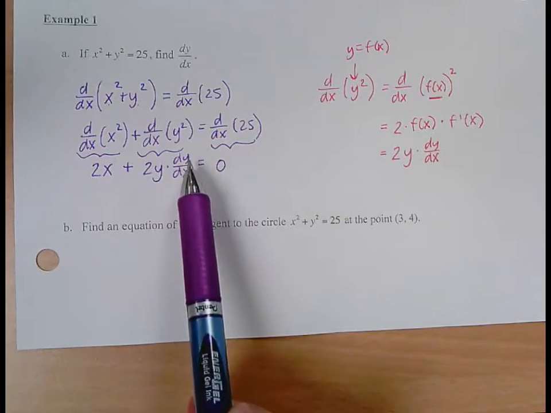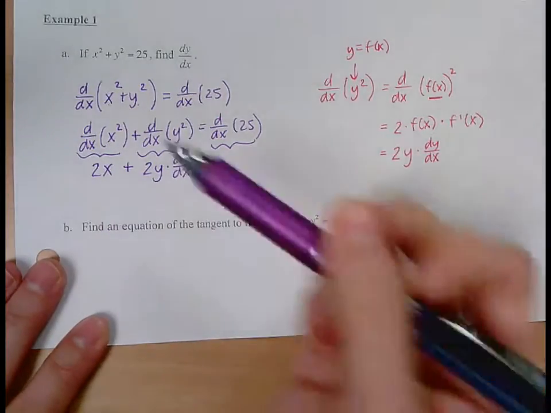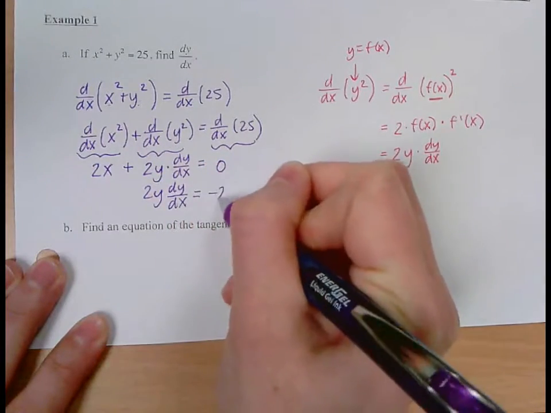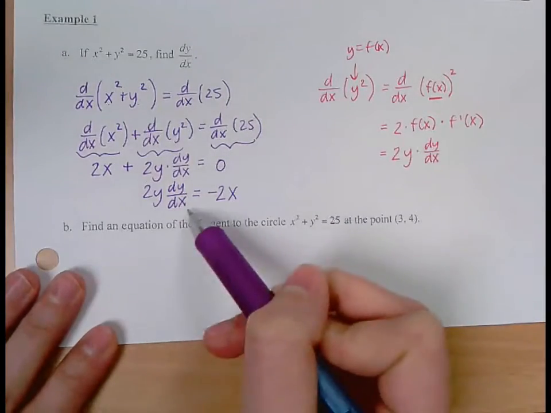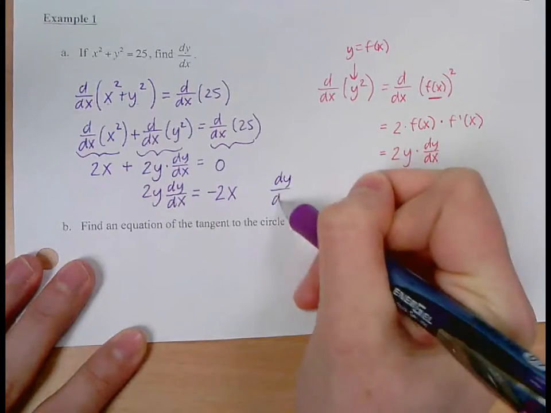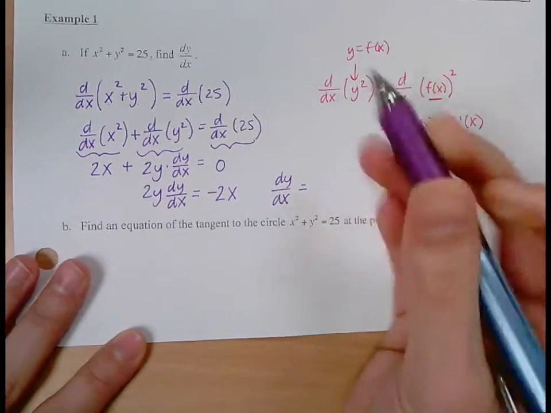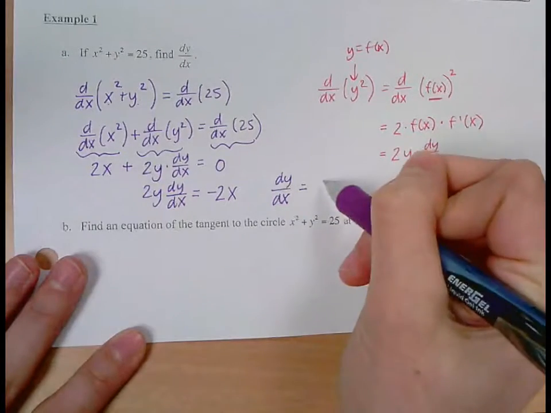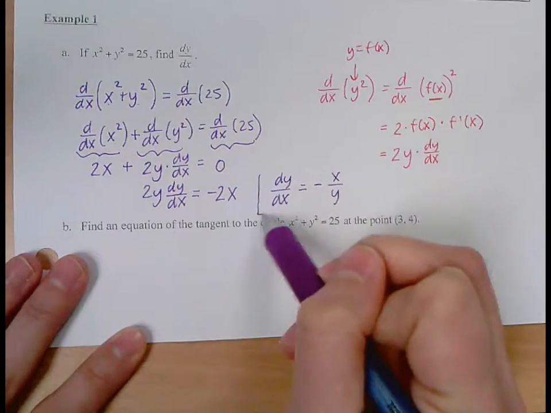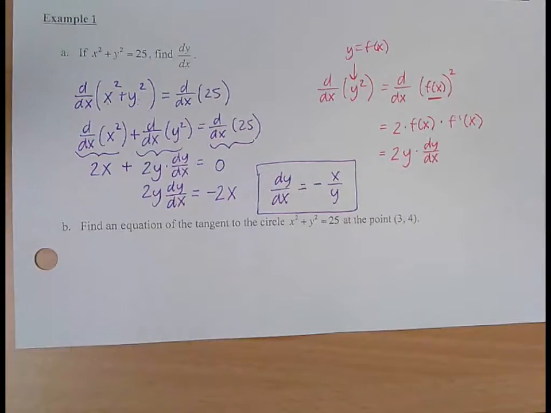So to solve for dy dx, I need to subtract 2x from each side first. So that would be negative 2x. And then divide each side by 2y. So dy dx will equal negative 2x divided by 2y, or just negative x over y. And that is your derivative. You leave it that way. Your derivative will also be in terms of both x and y. It will not just be in terms of x.